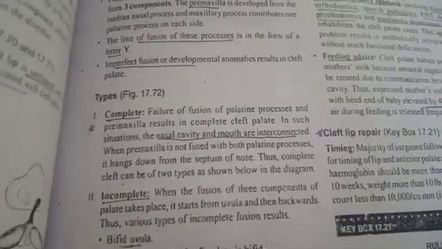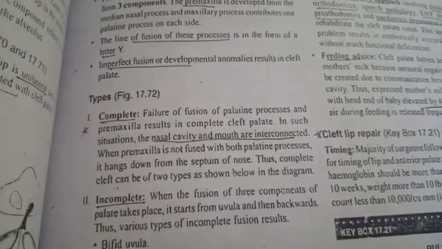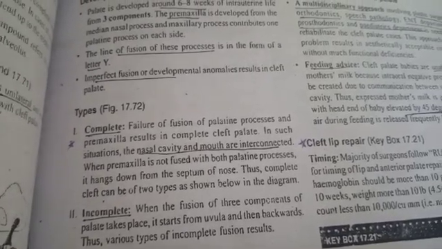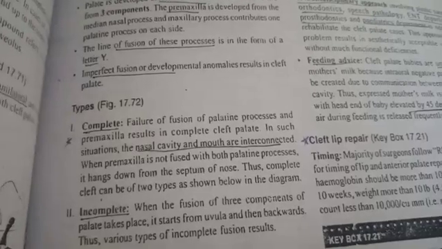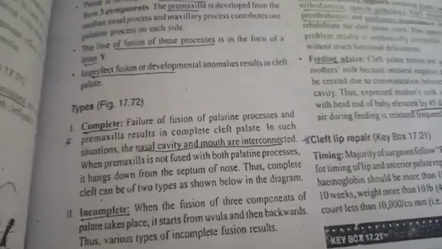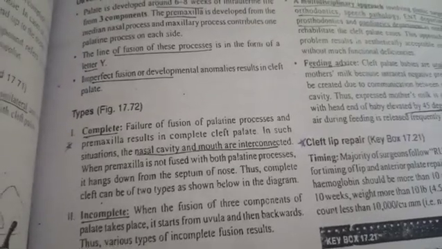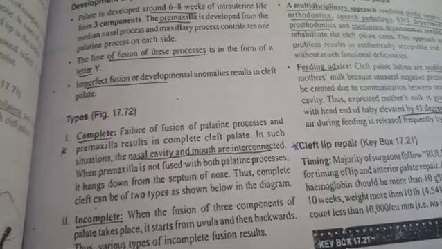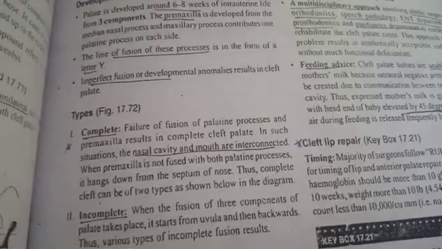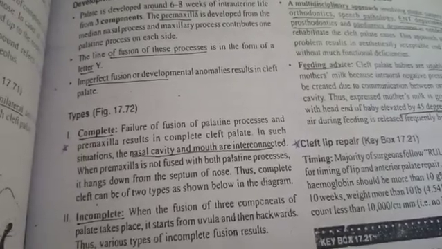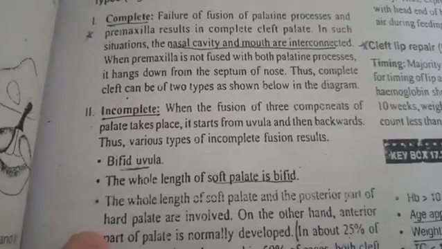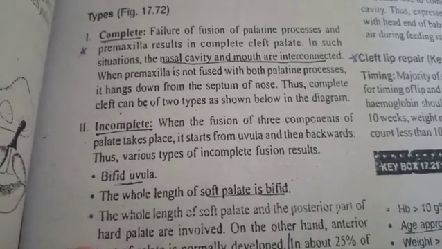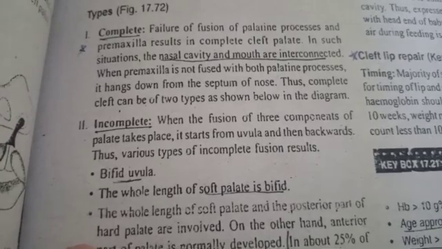Basically, there are two types, which are complete and incomplete. In the complete type, there is a failure of fusion of the palatine processes and also the premaxilla, so it forms a complete cleft palate, in which there is a connection between your nasal cavity and mouth. When the maxilla is not fused with both the processes, it hangs down from the septum of the nose. Complete palate is the fusion of the three components that the palate takes, but it starts from the uvula and then goes backwards, and then it has various types.